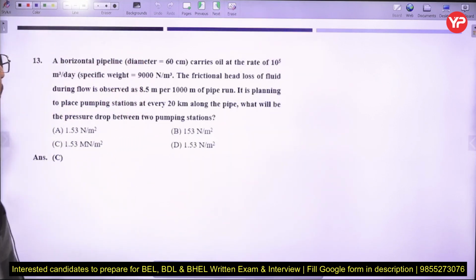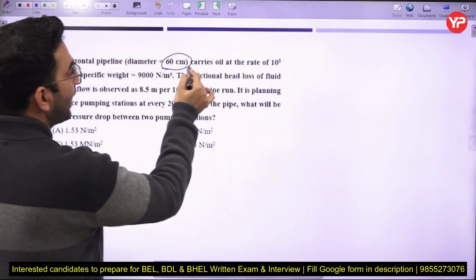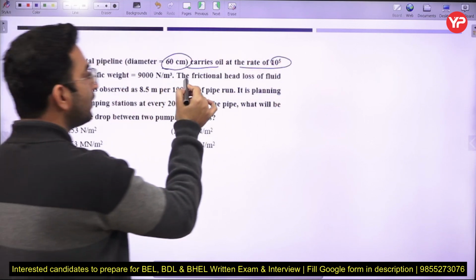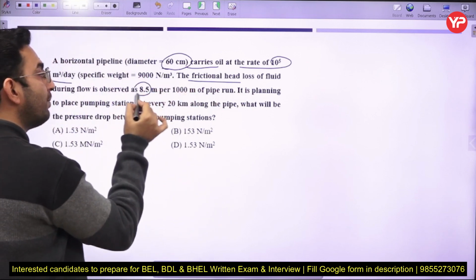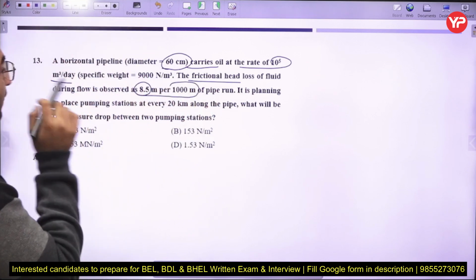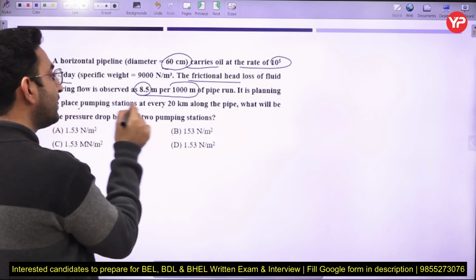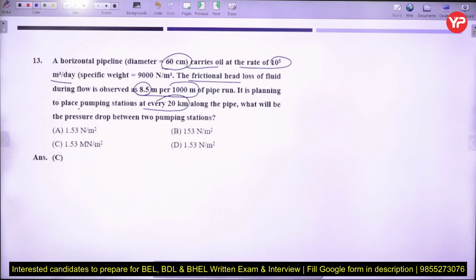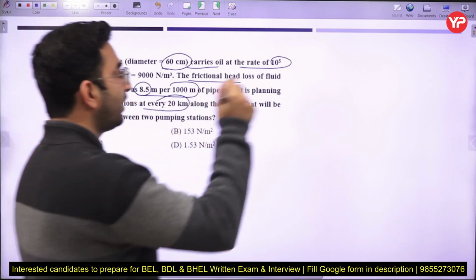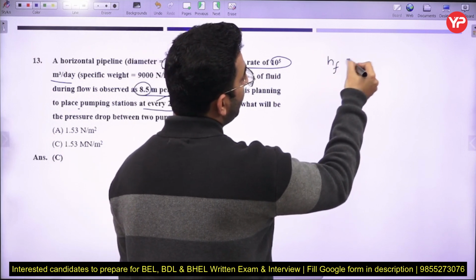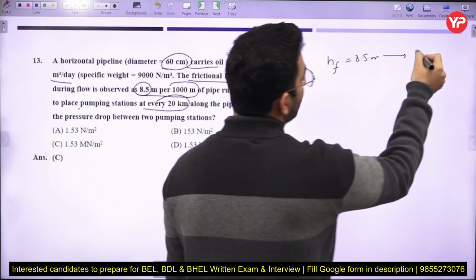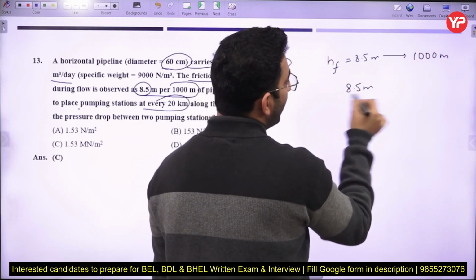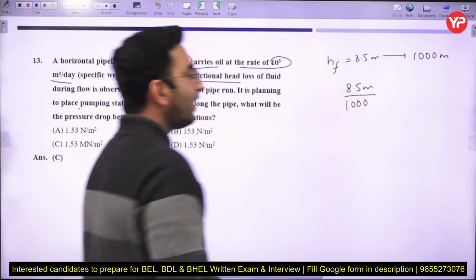Next part, a horizontal pipeline of diameter 60 centimeter carries oil at the rate of 10 to the power 5 meter cube per day. The frictional head loss is observed as 8.5 meter per 1000 meter here. Along with that, it is planned to place a pumping station at every 20 kilometer along the pipe here. So what will be the pressure drop between the two pumping stations? Okay, so just see one thing here. In this case, the head loss of 8.5 meter is taking place over a distance of 1000 meter here. So we can say the head loss over 1 meter will be 8.5 divided by 1000 here.